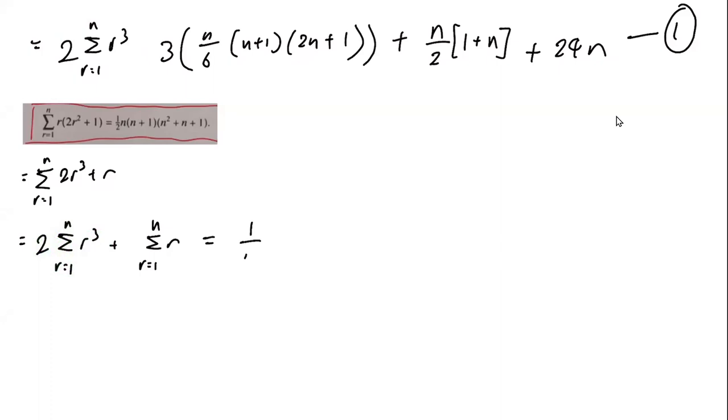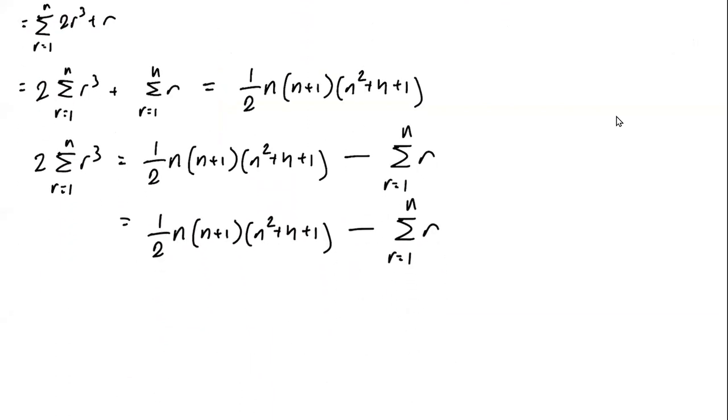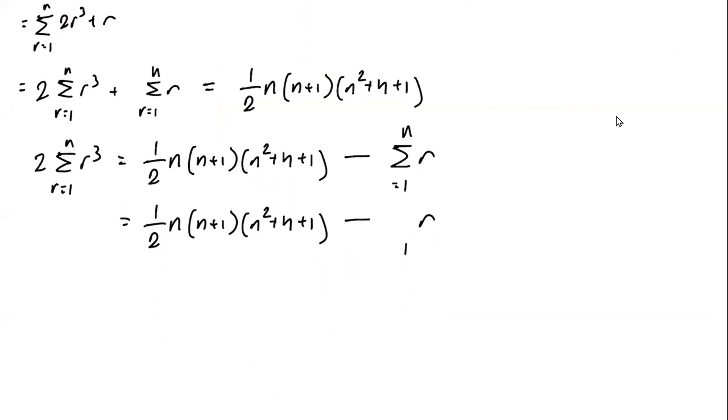Let me just copy down the formula that was given: half times n plus 1 times n squared plus n plus 1. Then you just need to make 2 summation of r cubed from r equals 1 to n the subject. You get the formula on the right-hand side, but you have to subtract away the summation of r from r equals 1 to n, which on the right-hand side must change into an arithmetic series. So total number of terms n, upper minus lower plus 1 gives you the n, divided by 2, multiplied by first term 1 plus last term n. So yeah, that's your formula.